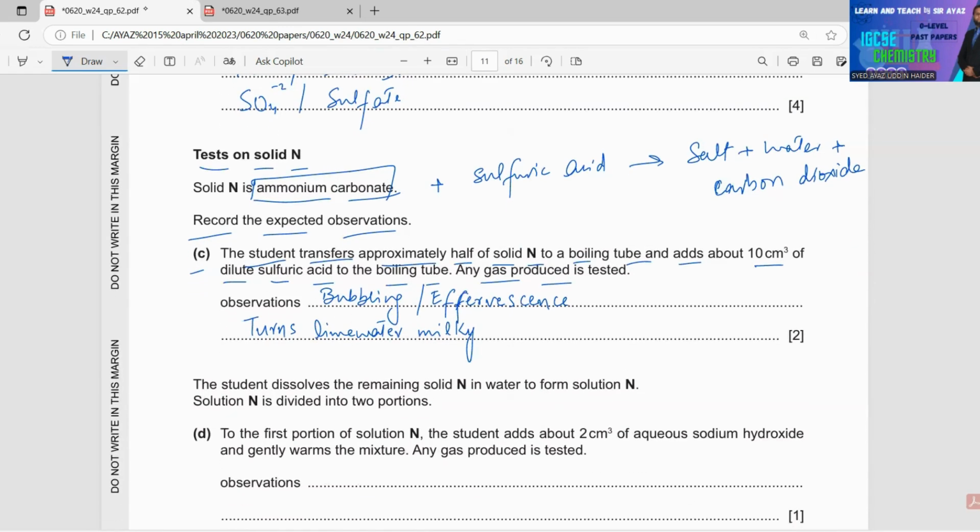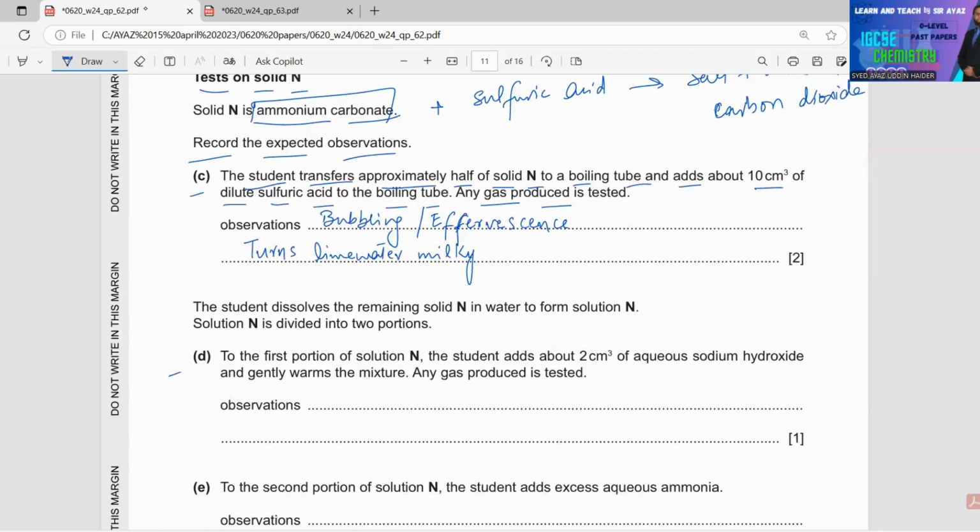The student dissolves the remaining solid N in water to form solution N. Solution N is divided into two portions. Part B. To the first portion of solution N, a student adds about 2 cm³ of aqueous sodium hydroxide and gently warms the mixture. Any gas produced is tested. So you see here, NH4 ion is there. Ammonium ion.